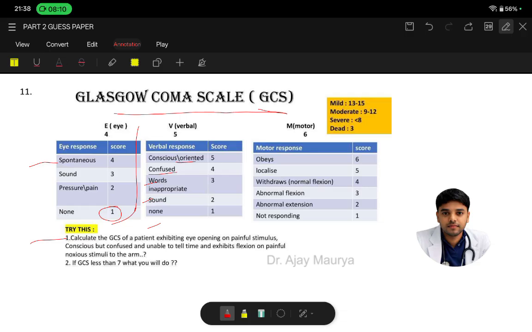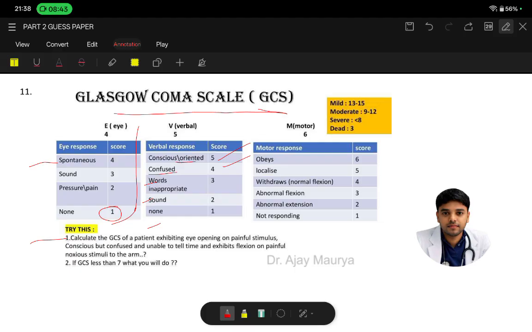So if the patient is oriented, you give the score 5. Confused 4. Inappropriate words 3. Sounds, he is giving inappropriate sounds, like if you ask him what happened, he will go like this sound, meaning he is not unconscious, so you give 2. And if he is not responding, this is 1.